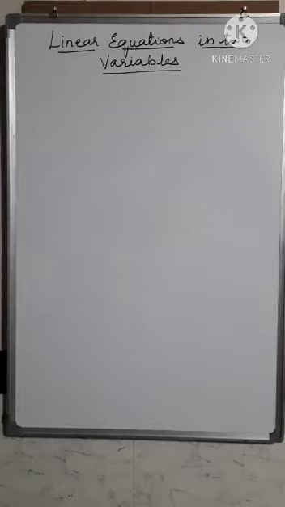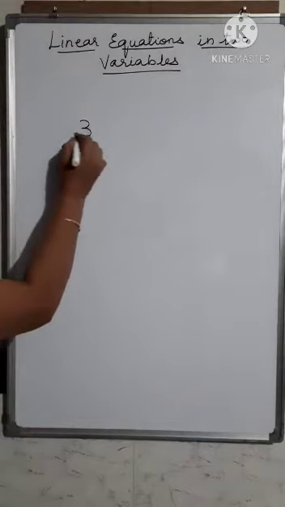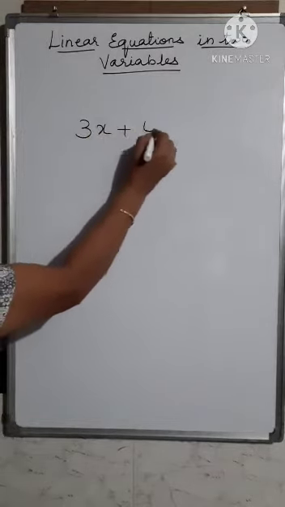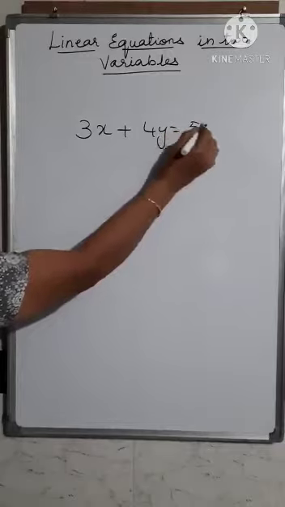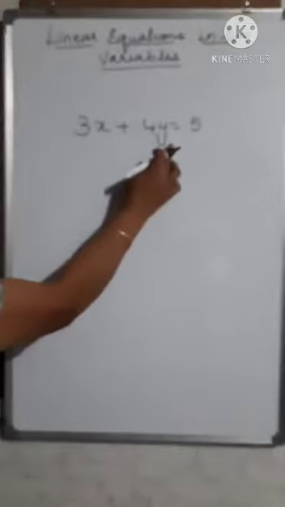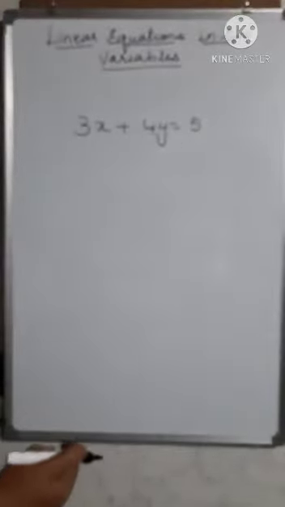Once again I am repeating, you have learned linear equation with one variable. Here we are going to learn linear equation with two variables. So you have got a linear equation with two variables. For example, you have got 3x plus 4y is equal to 5. Here you have got two variables, so you call it a linear equation with two variables.